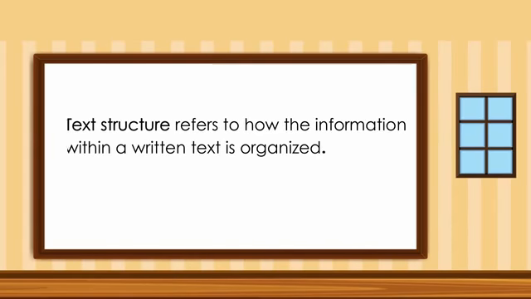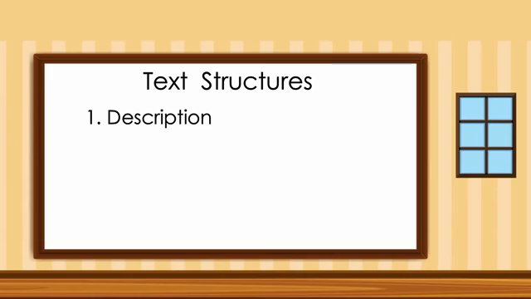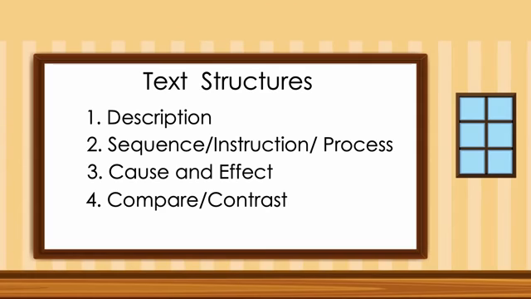What is text structure? Text structure refers to how the information within a written text is organized. It is important to identify how a text is organized to know the purpose of the information. The different text structures that we will focus on are: first, description; second, sequence, instruction, process; third, cause and effect; fourth, compare contrast; and fifth, problem solution.